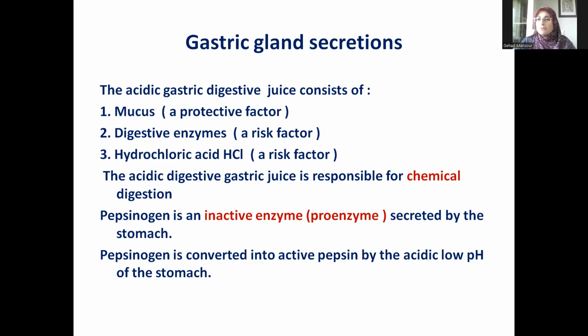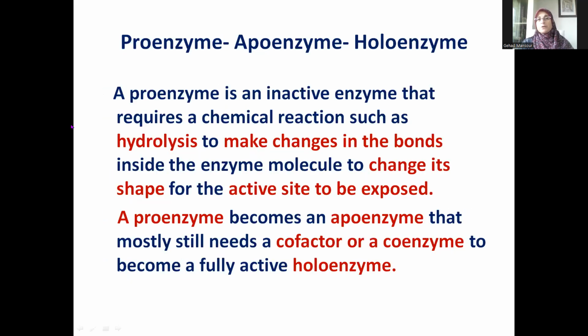Why do we need to activate pepsin? We need to activate pepsin because pepsin is secreted in the form of a proenzyme, which is the least active form. Actually, the proenzyme of pepsin is called pepsinogen. So pepsinogen is the proenzyme of pepsin. It is inactive. How can we convert it into an apoenzyme? By hydrolyzing it, by adding water to break part of it.